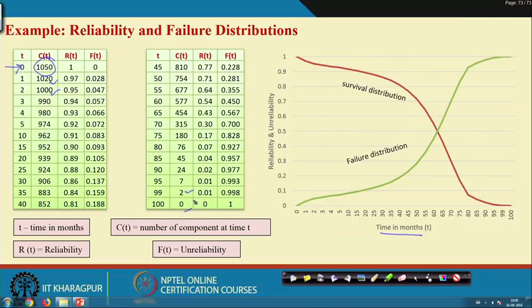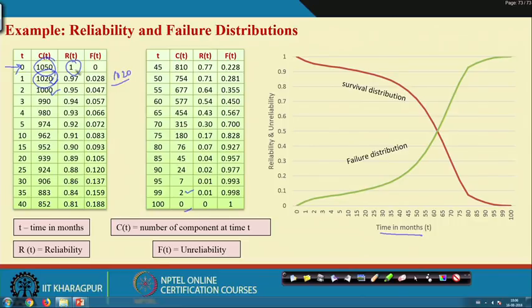So what is reliability? Reliability at time t equal to t is how many survive, meaning the proportion surviving. At t equal to 0, what will be the reliability? Reliability will be 1. Why? The reason is nothing failed, it has just started. Then at t equal to 1, what is the number surviving?